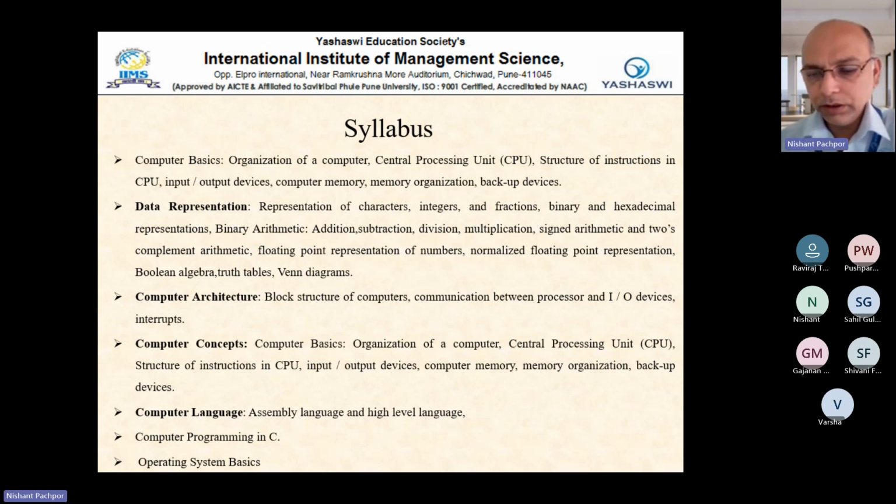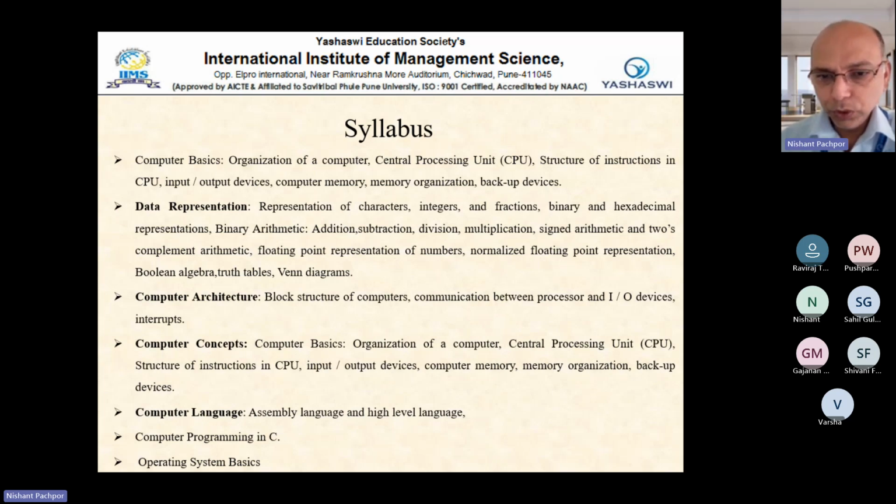Then binary and hexadecimal. These are the number systems covered here. The binary number system is there, then the hexadecimal number system is there. Then what are the different operations on binary arithmetic? There are four arithmetic operations: addition, subtraction, division, multiplication. These four operations we learn in binary arithmetic.